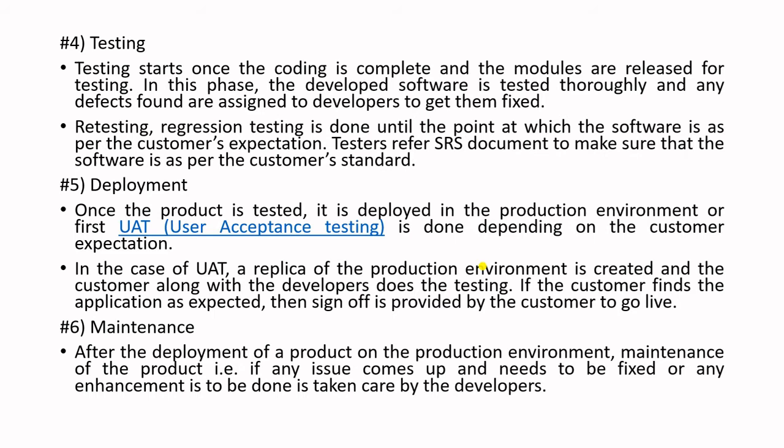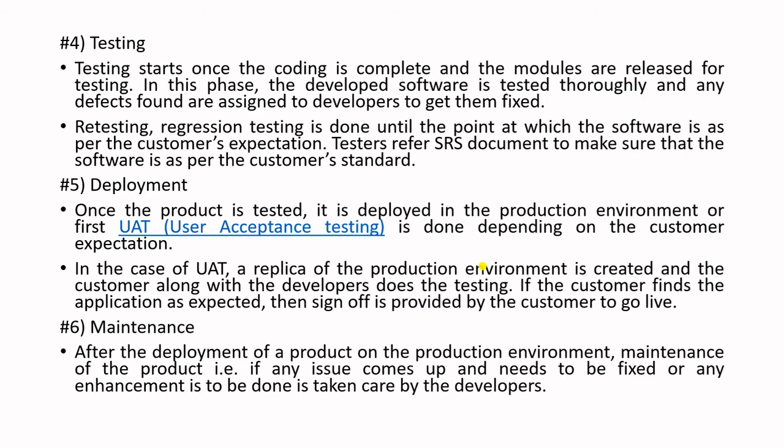So testing is required. For testing, many test cases are generated, and every test case produces some output, and we compare that output with the expected output. If both are the same, then we can say that this system is correct. Retesting and regression testing are done until the software is as per the customer's expectation. Test cases play a very important role in testing. There are many types of testing: unit testing, isolation testing, white box testing, black box testing, regression testing, system testing.